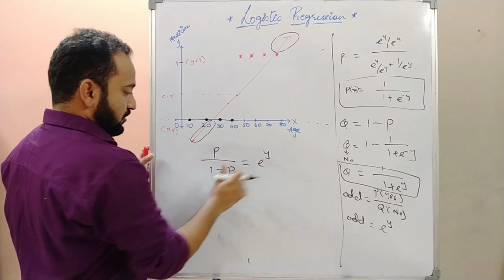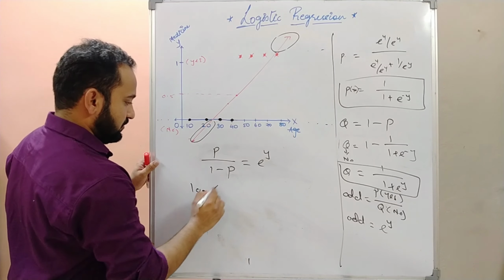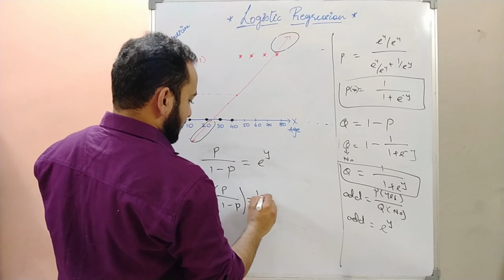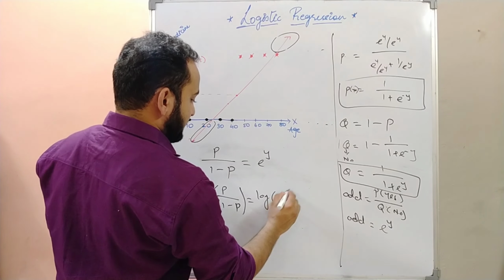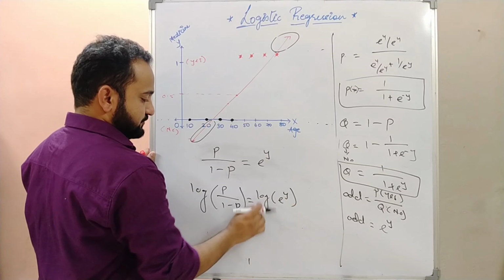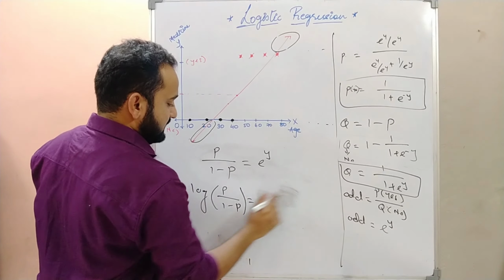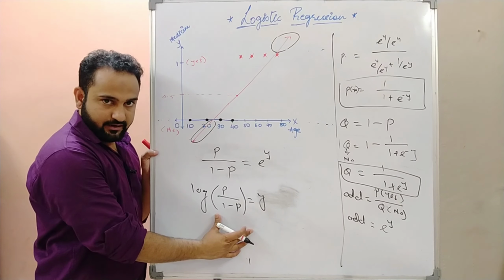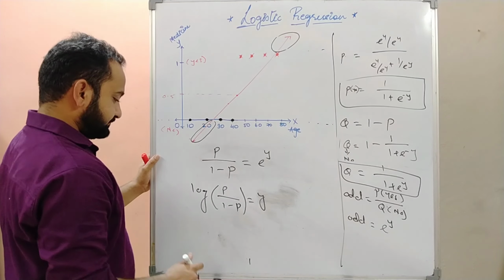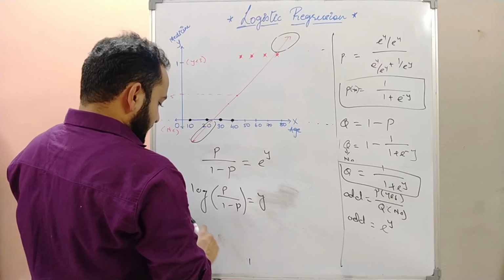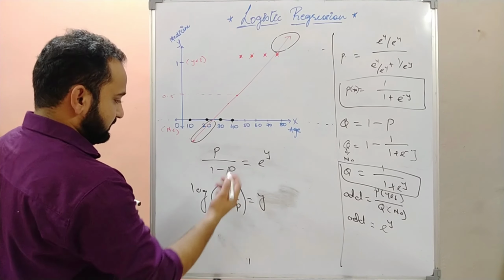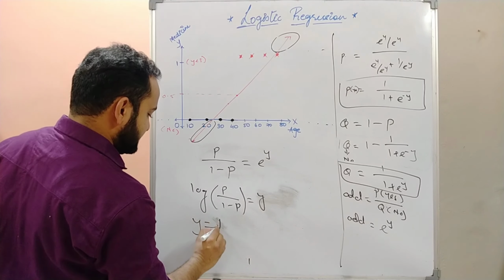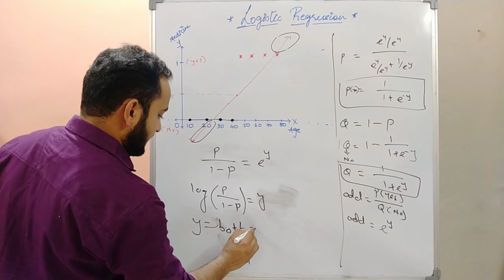Agree? If we take log on both the sides, log of P divided by 1 minus P will be equal to log of e raised to y. If you know log of e, this will be y log e. Log e is 1. So we will get this equation finally, right? And if you remember the equation of line that we have written, it was y equals b0 plus b1 x.